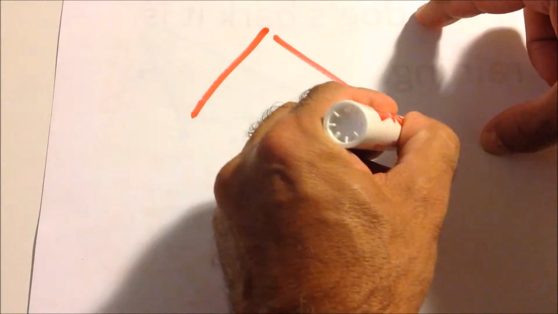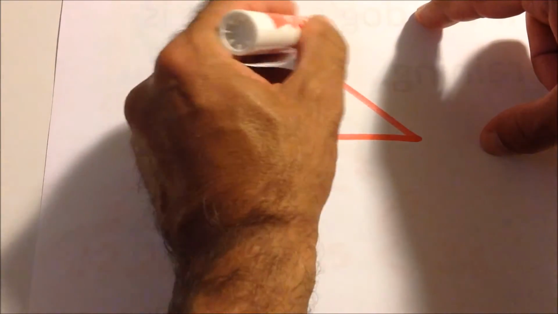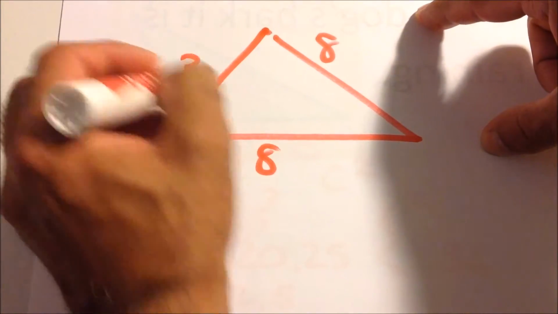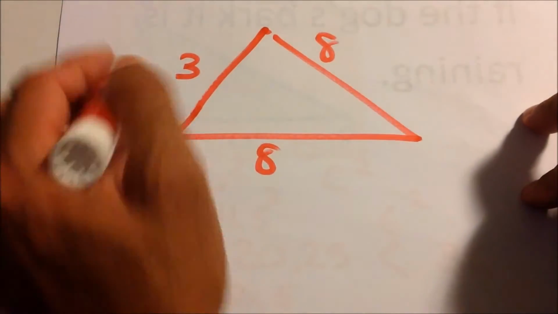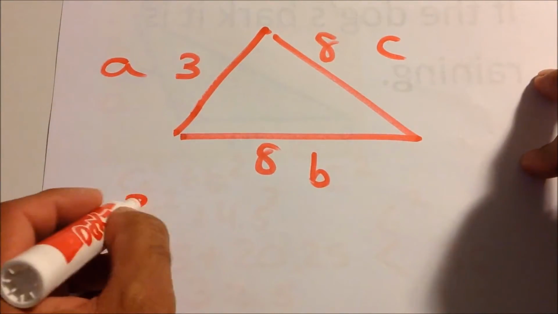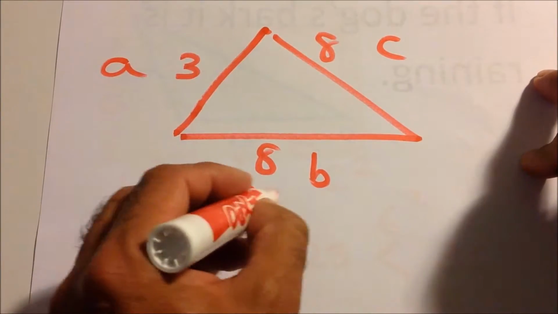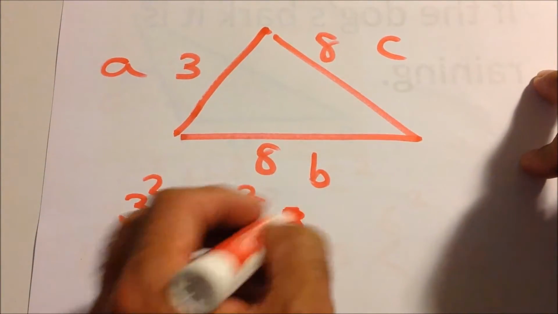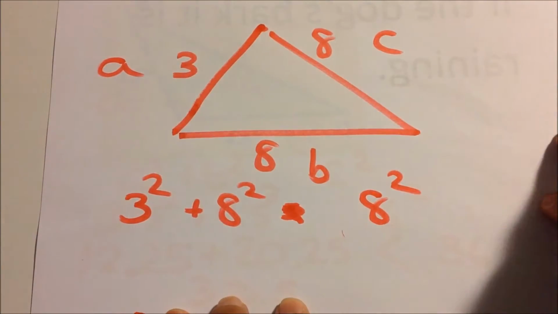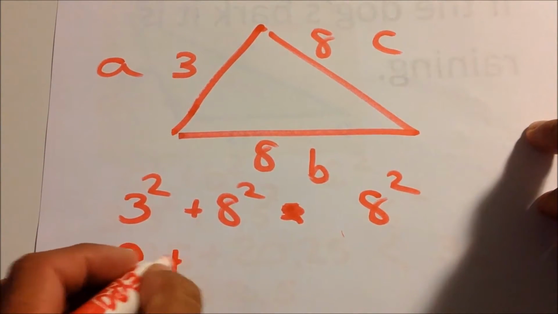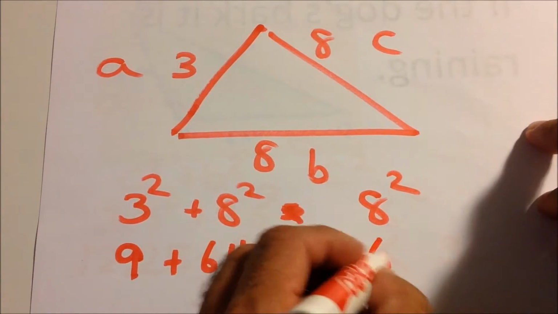Okay, so let me make another triangle here. Something like that. Let's say that was 8, that was 8, and that was 3. So what do you think this is? Again, we can say that's A, that's B, and that's C. So again, we have 3 squared plus 8 squared, and we won't put an equal sign there, and we'll say 8 squared. So what else? We have 9 plus 64, and here we have 64.